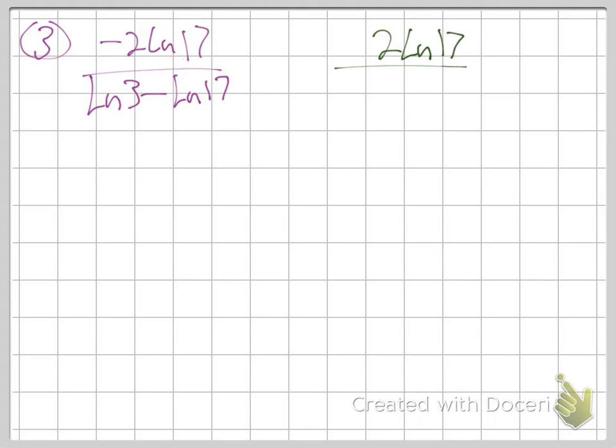So number 3, what do we get? Minus 2 ln 17 over ln 3 minus ln 17. Because I've had students sometimes get fooled, or maybe you'll solve it a different way. And I want you to get the points if you've done all that work. How about this answer? What if we had 2 ln 17 over ln 17 minus ln 3?